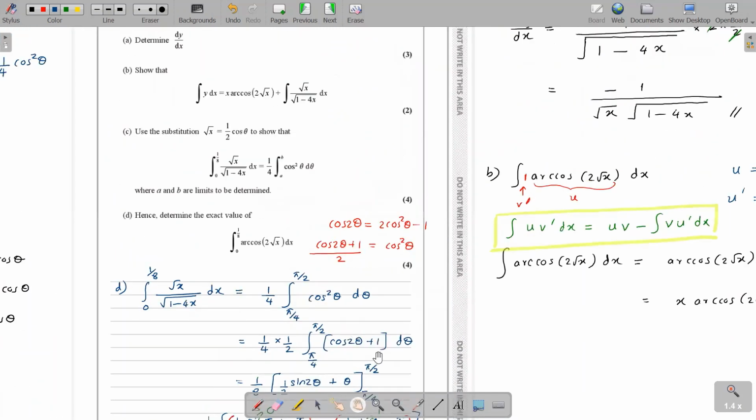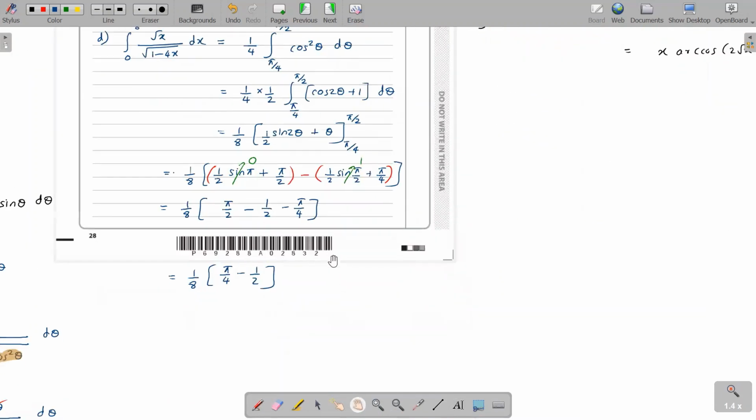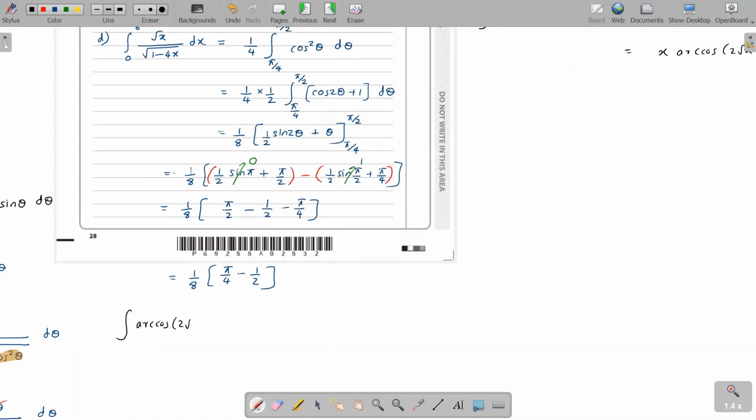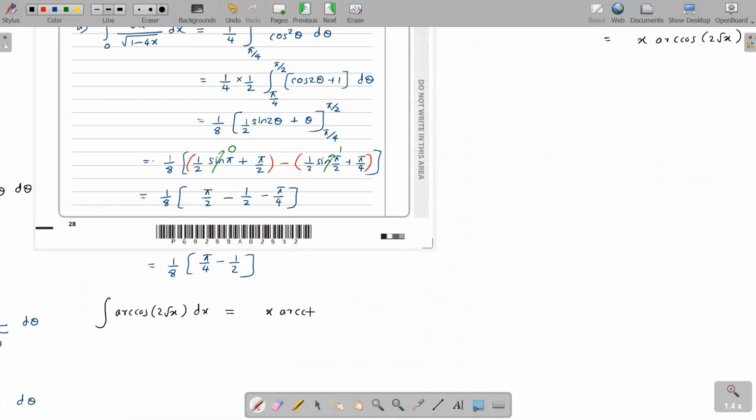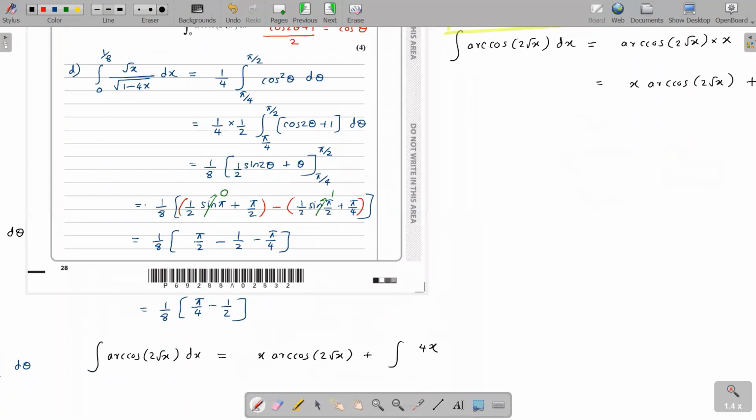So we also have to go with the other part. So the full answer, we have to get the complete answer. Okay, so coming back for integration of arc cos 2 root x, what was the answer? Quoting back from part B, it was x arc cos 2 root x plus integration of root x over root 1 minus 4x. So your limits are now from where to where? 0 to 1 over 8. Are you with me?